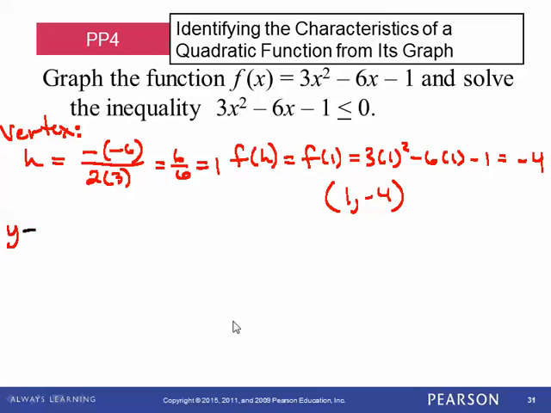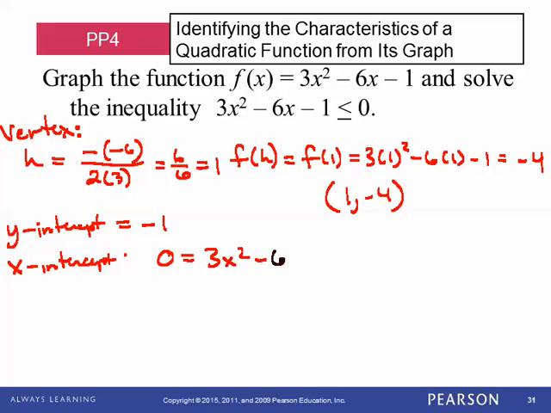Got that one. The y-intercept is the easiest thing in the world. What is the y-intercept? It's the c value right at the end here. Got myself the negative 1. Easy to get. The x-intercept is the only one that sort of takes the time here. So we plug in y equals 0, and at this point, yes, we must factor or use the quadratic formula.